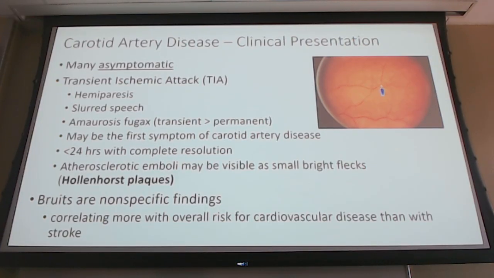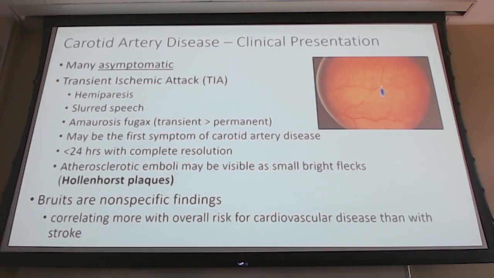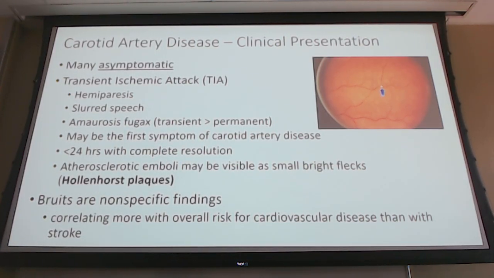The Hollenhorst plaques, okay, you can see that right there, that little white plaque, okay? Hollenhorst plaques, they are indicative of TIAs and cerebrovascular disease, or coronary artery disease. This is why we look in the eye when anybody has hypertension. Bruits are a non-specific finding. Okay, bruits can mean a lot of different things, but if you find it, you should be thinking of carotid arterial disease. Okay, you should be either doing an ultrasound or trying to figure out what is going on.